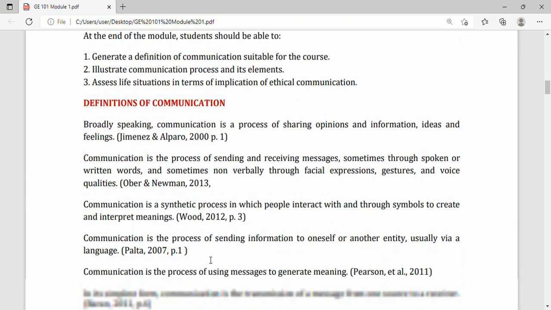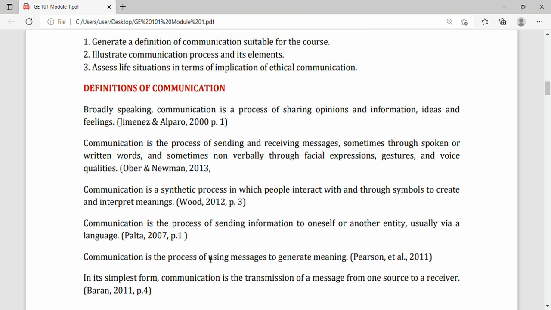Alright, so meron tayo ditong 6 na definitions ng communication. Let me read it one by one. First definition is, broadly speaking, communication is a process of sharing opinions and information, ideas, and feelings. Second definition is, communication is the process of sending and receiving messages, sometimes through spoken or written words, and sometimes non-verbally through facial expressions, gestures, and voice qualities.